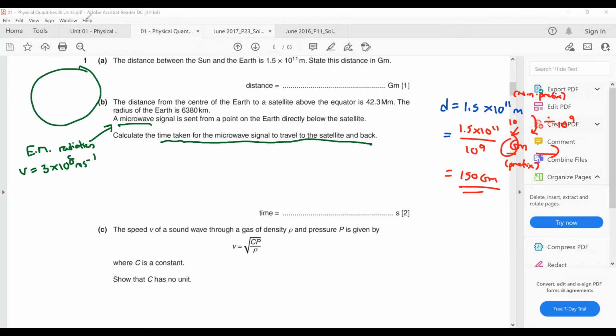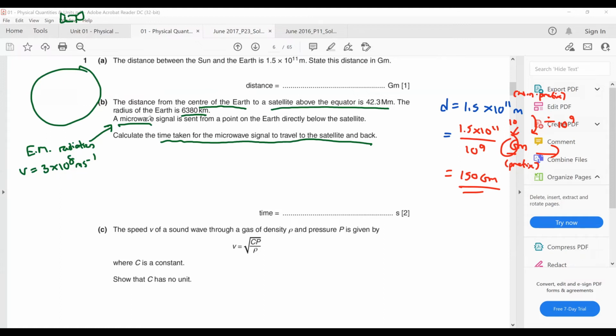this is the Earth, this is the satellite. They told you that the distance from the center of the Earth to the satellite above the equator is this one. The radius of the Earth is 6,380 kilometers. Find the time taken for the microwave signal to travel to the satellite and back.